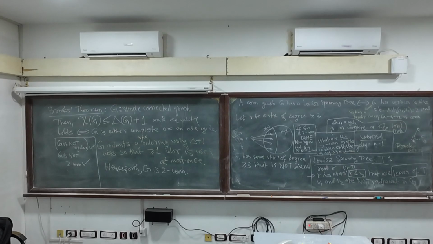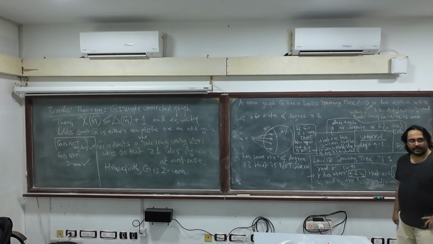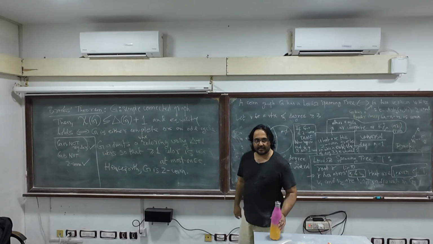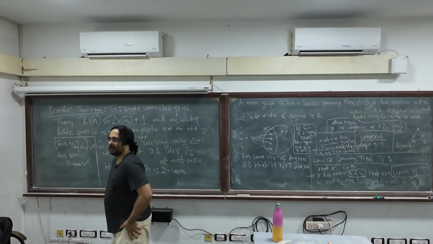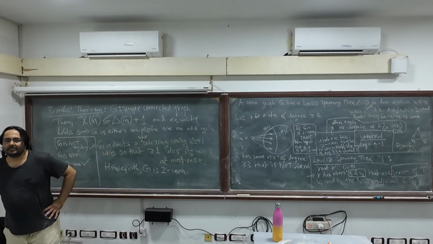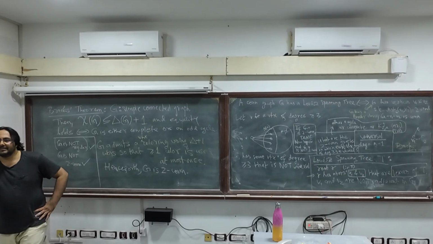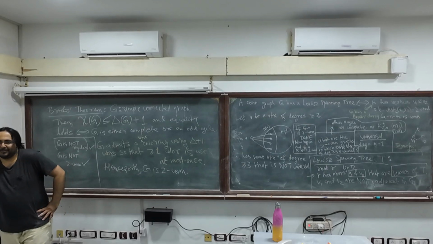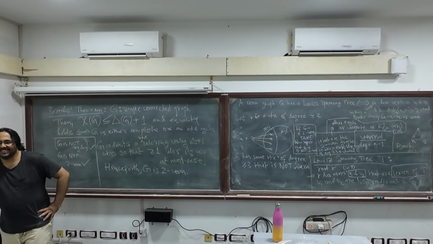So why this proof and not something else? Why did I choose to present this and not something else? Any guesses? I could have chosen to present many things. Why this theorem? Because it's fun. It is fun for sure, but there are many things that are fun.